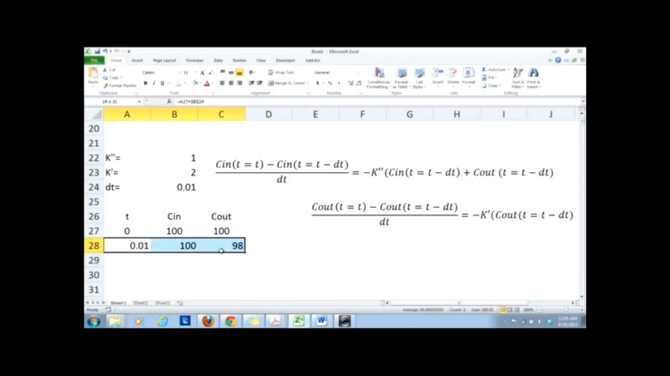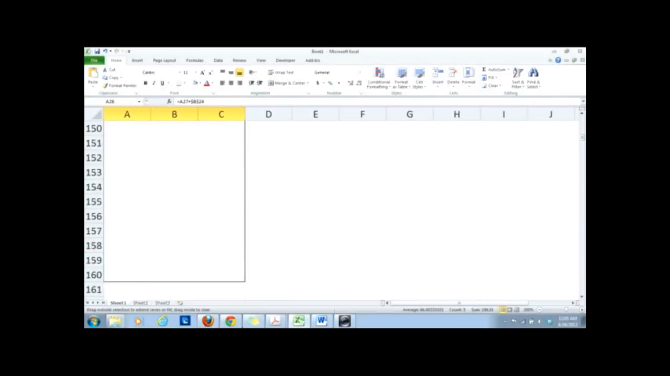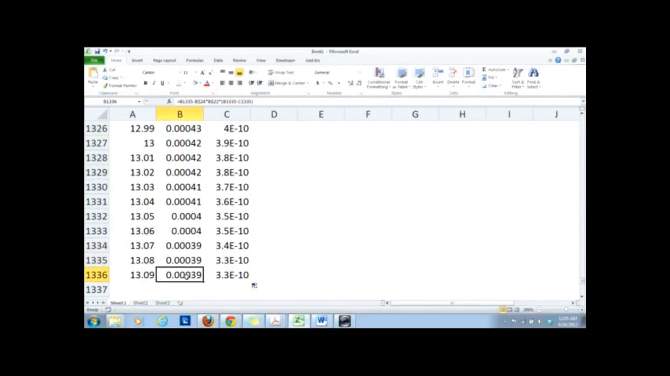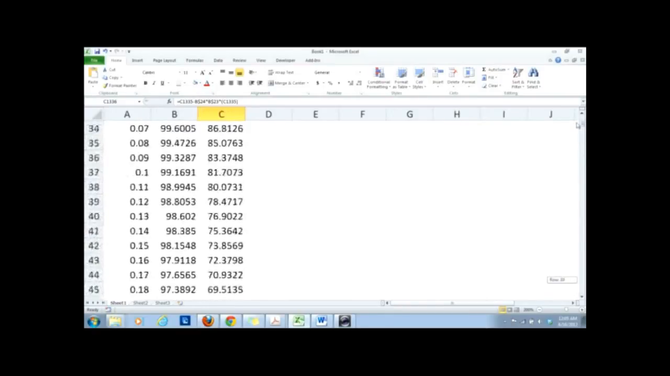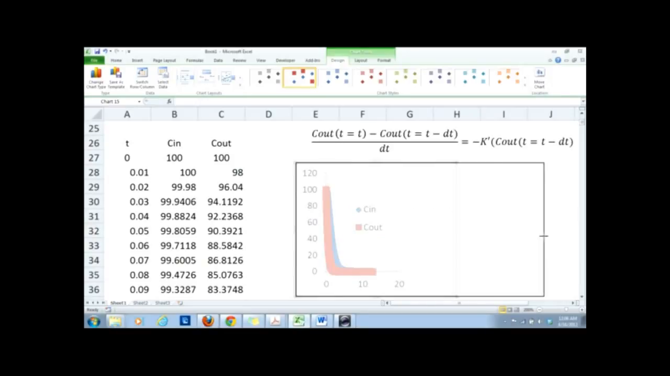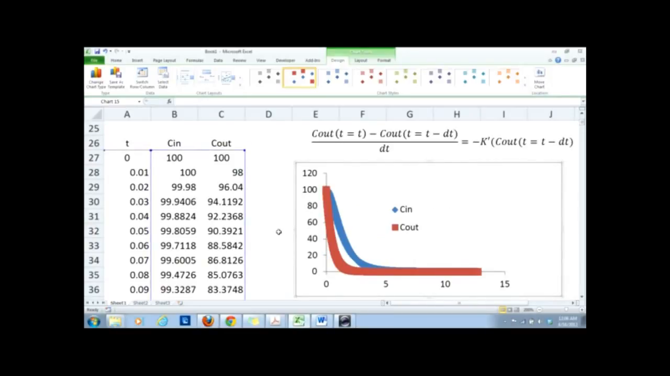Now all I need to do is grab these three numbers and then drag them down. I need to simulate for a long time because I want to go to t infinity and see how it goes. So let's stop here, and you can see the concentration in both the columns is now approximately or very close to 0. Now if I go up, I can plot, and this is a plot for C in and C out.